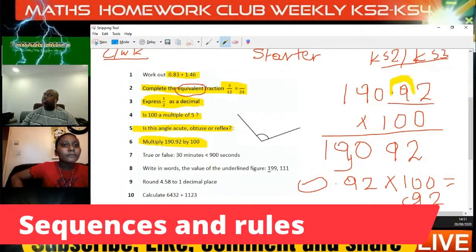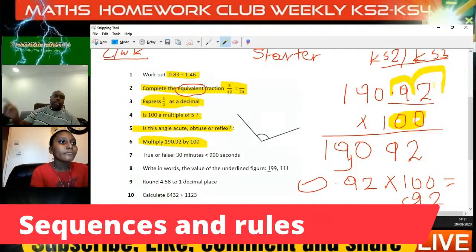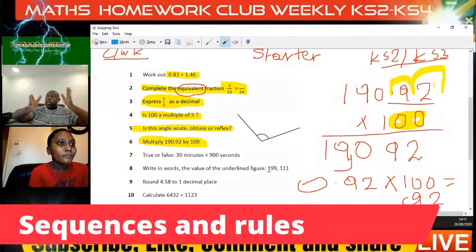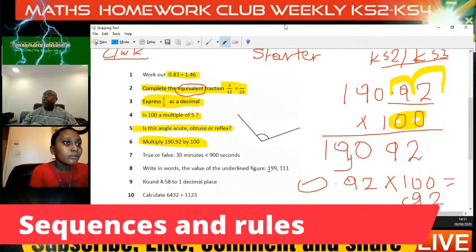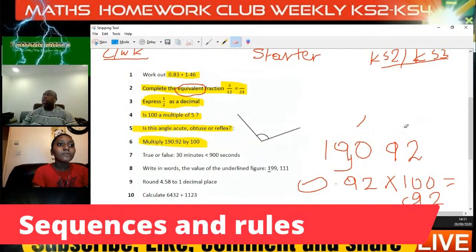This is the only way I can illustrate it. The digits actually move, the decimal point does not move. Move the digits 2 places to the left. This is something we're going to go over several times and drill, so don't worry about it. From time to time as we go through these, you should understand. 10 questions, then we do the topic.